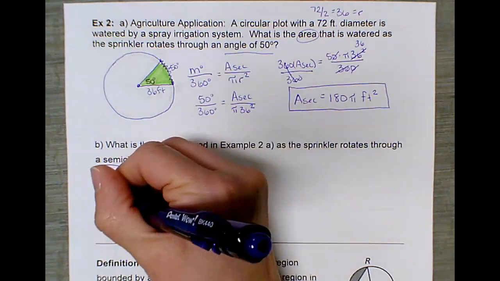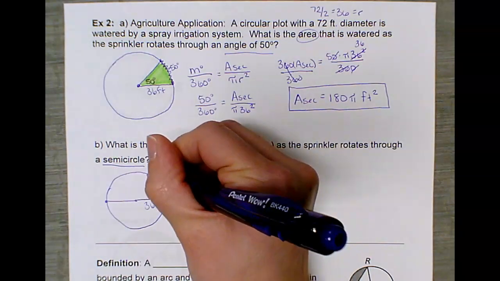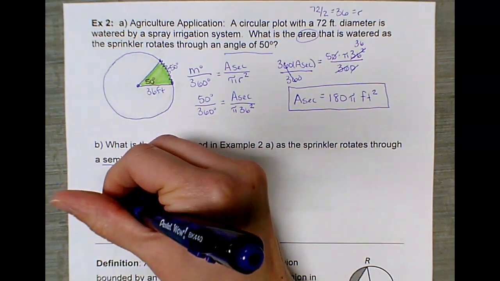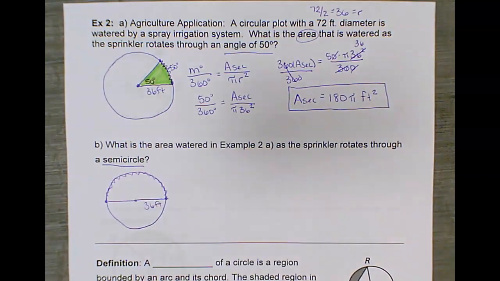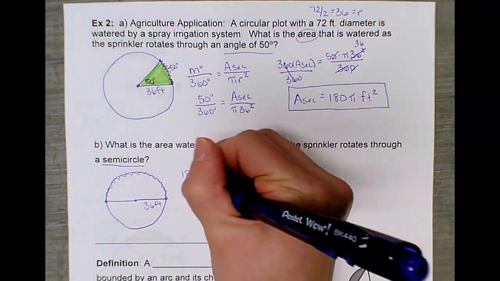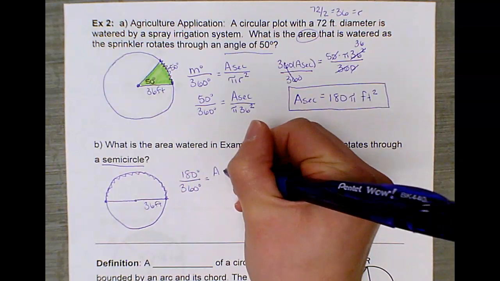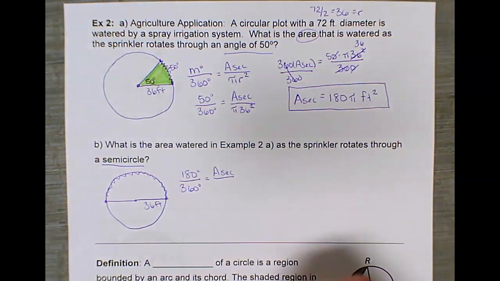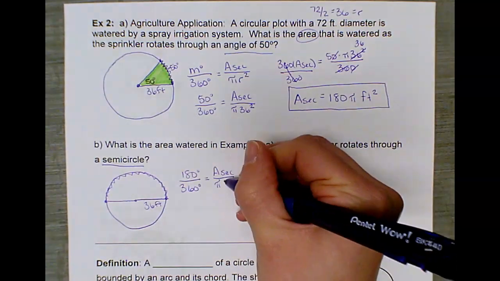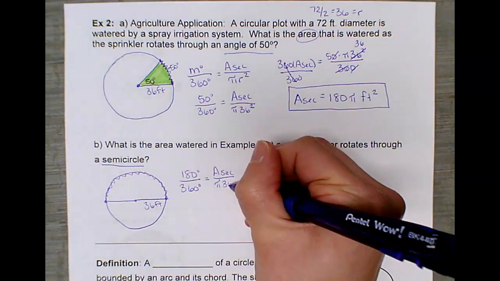So what about this whole arc measure? Think to yourself about that arc measure. What's the arc measure? It's 180 degrees out of 360 degrees. That equals the area of the sector over the same radius, pi times 36 squared.